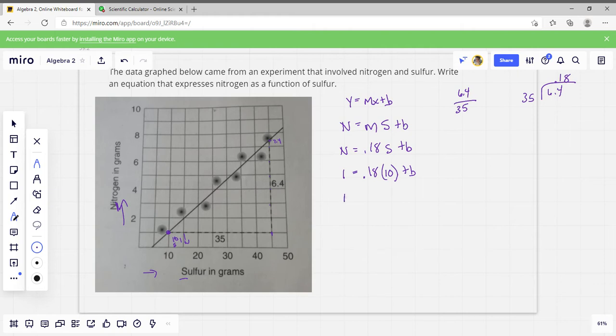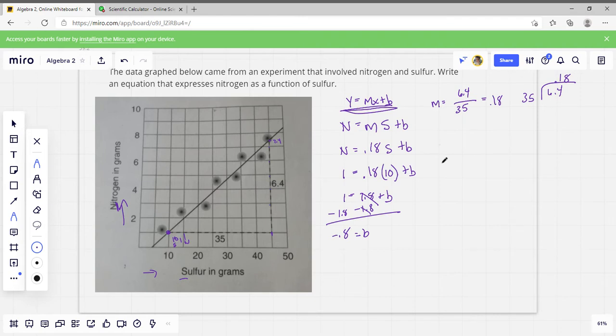So we're going to say 1 equals 1.8 plus b. Subtract 1.8, and that would be negative 0.8. All right, so now we can write our equation because we know what b equals. And this is what our m equals right there. So that was 0.18.